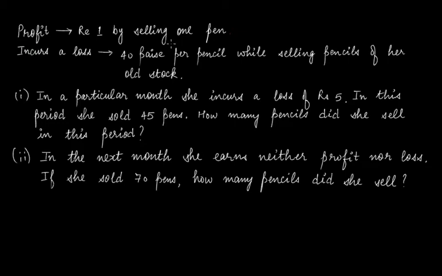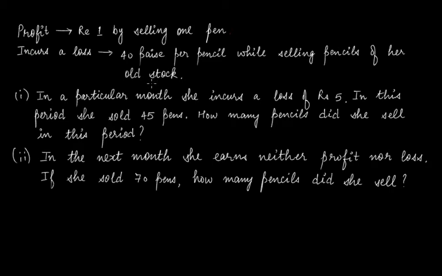Assume that you are a shopkeeper, and you make a profit of rupee 1 when you sell 1 pen. Okay, a single pen will make you a profit of rupee 1. But if you sell a pencil, you are incurring a loss of 40 paise. Okay, and why are you incurring a loss? Why are you making a loss of 40 paise? Because you are selling pencils of old stock.